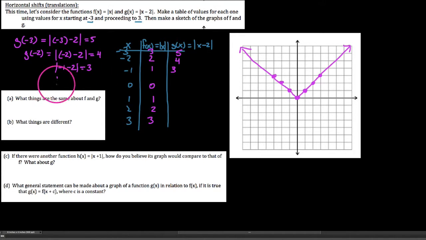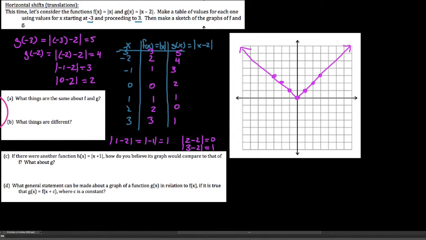When we plug in 0, we get the absolute value of 0 minus 2, which is the absolute value of -2, which is 2. If we plug in 1, it's getting more and more interesting. The absolute value of 1 minus 2 is the absolute value of -1, which is 1. And then when we plug in 2, finally this happens. We get 2 minus 2, the absolute value of 0, which is 0. And then for our very last one, if we plug in 3, we get 3 minus 2, which is 1. The absolute value of that is 1.